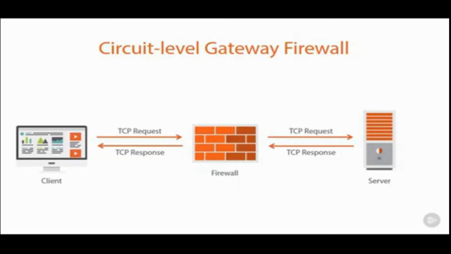The circuit level gateway firewall can also make sure that responses actually match up to requests. So is what's coming back out of that server in response to a legitimate request from the client, and should it be allowed back through? Or is someone potentially trying to exfiltrate data out of the network? But as with the packet filtering firewall, a circuit level gateway firewall will still allow a lot of data through that could potentially be for malicious purposes.